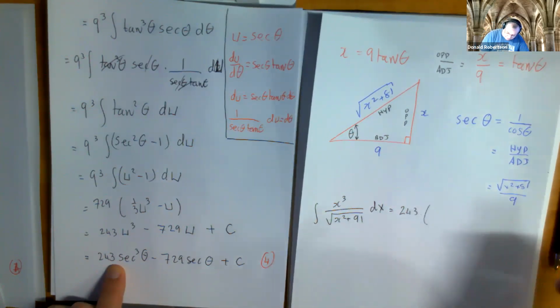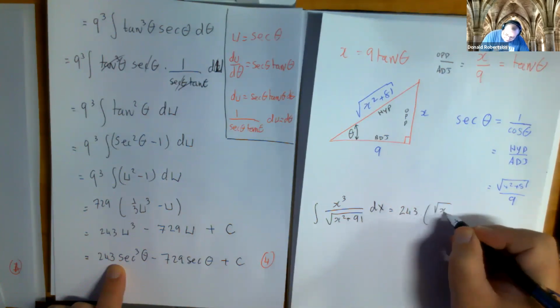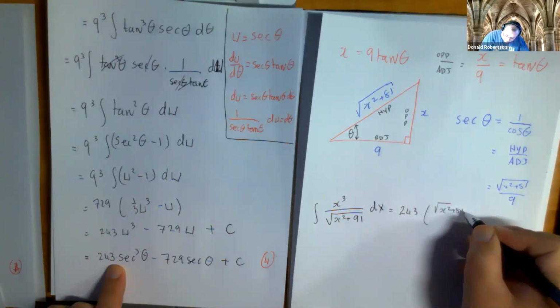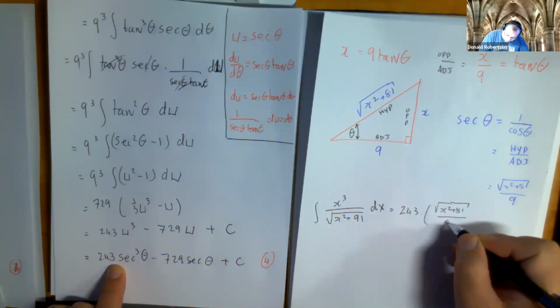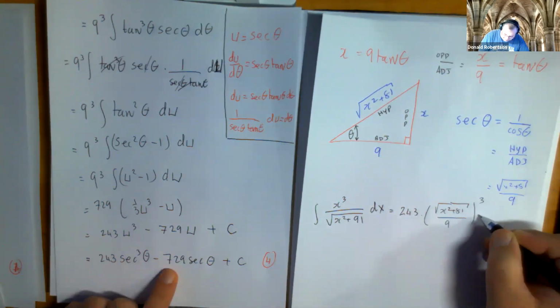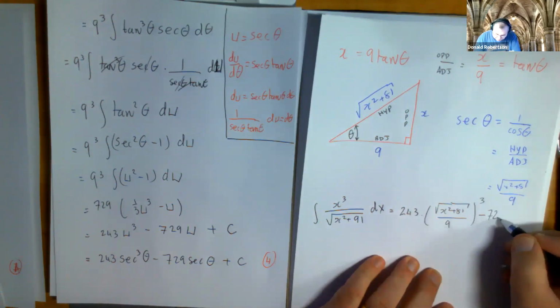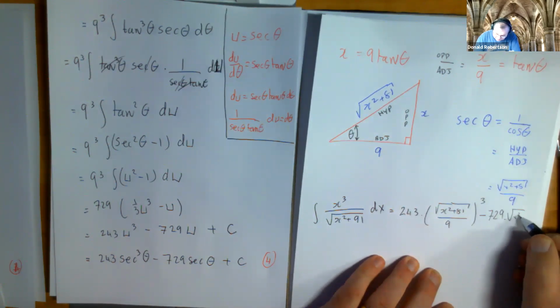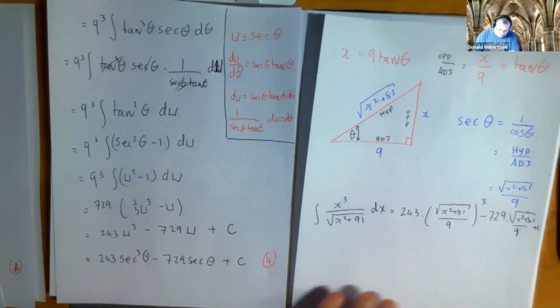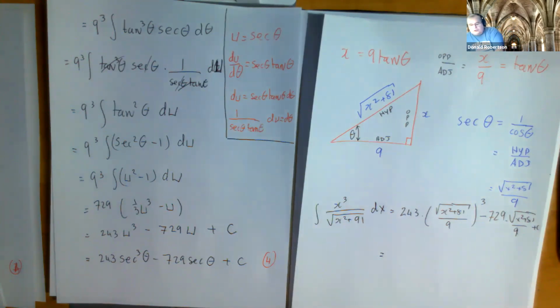243 secants cubed, take away 729 secants, plus a c. Do you think this is a good answer, or should we do some tidying up? Because we're pretty much finished. You think I should leave it like this, or should I try and make it a little prettier?